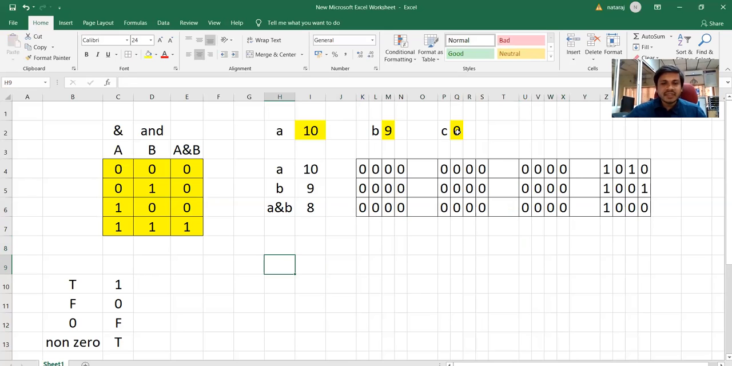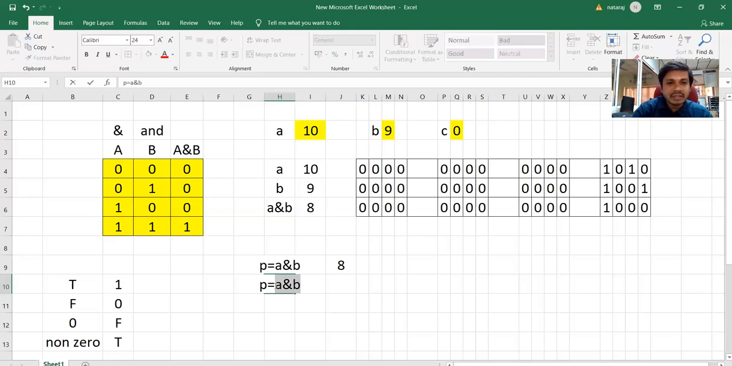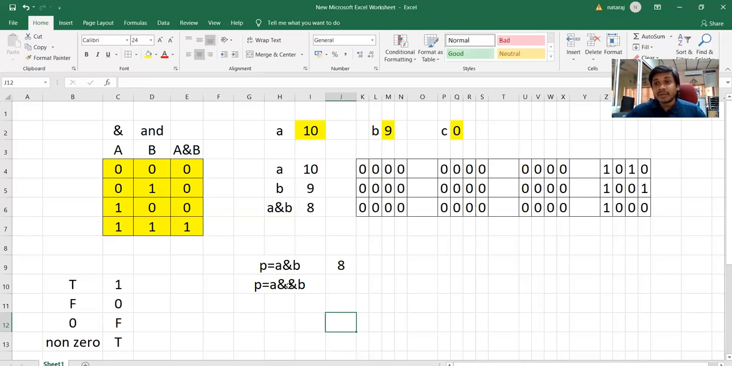Now, what if P equal to A and B? What is the value of P? The value of P is 8 for the given values, A value 10 and B value 9. A and B is 8. But what about P equal to A logical and B? This is the logical AND operation, not the bitwise AND operation. This deals with true or false, while the other deals with zeros and ones. Mind you, don't get confused.